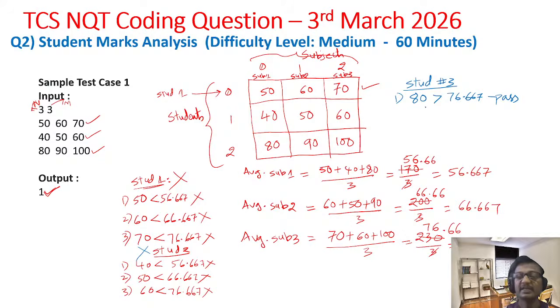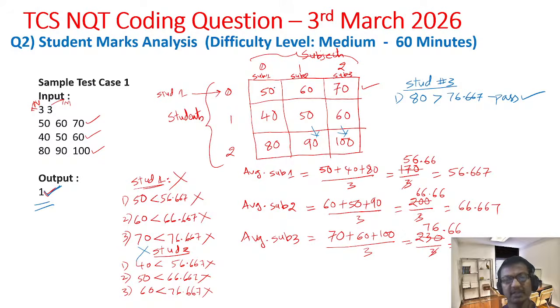Okay, so if he has passed in at least one subject, then there is no need to check the remaining subjects. Whether he failed in the remaining 2 subjects or not, we can still declare him as passed. Since in the first subject itself he has scored above the average marks, we can declare him as a pass. So out of 3 students, student number 3 has passed. That's why the number of students passed output is equal to 1.